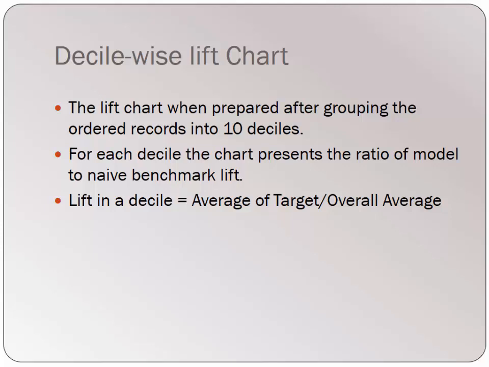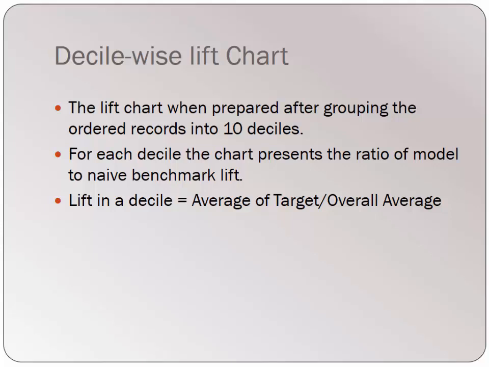Then you divide the entire data set, which is already sorted in descending order, into 10 groups. That's why it's called decile. Within each decile, you compare how well y gets sorted when you sort the data in y hat order. So you look at the values of y, find the average in each of the deciles, and compare that with the overall average.